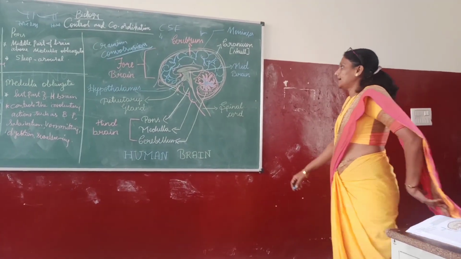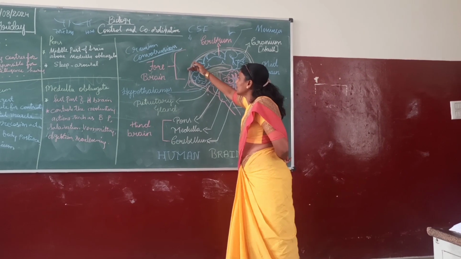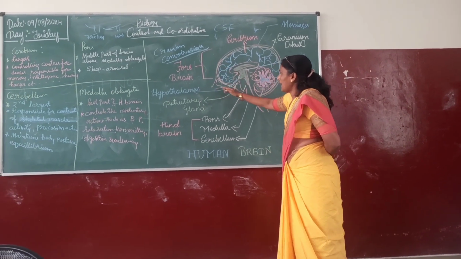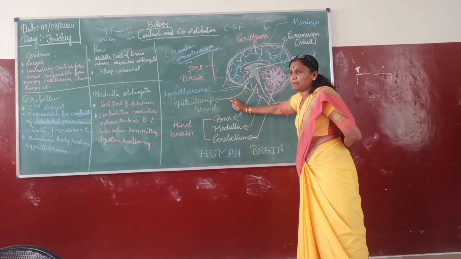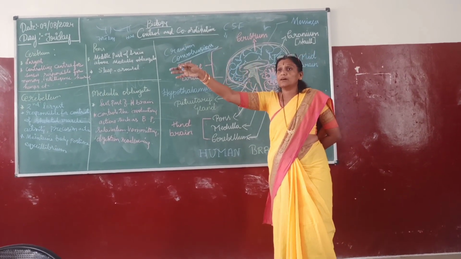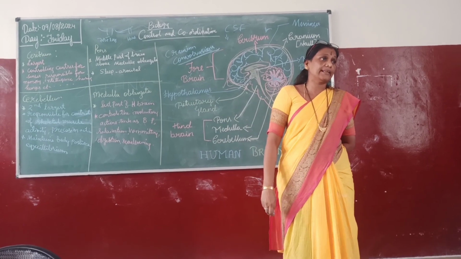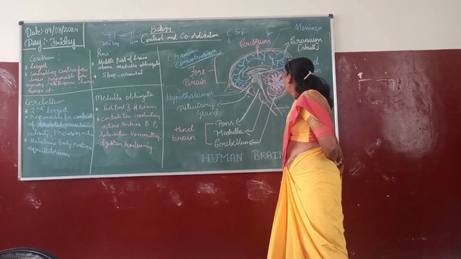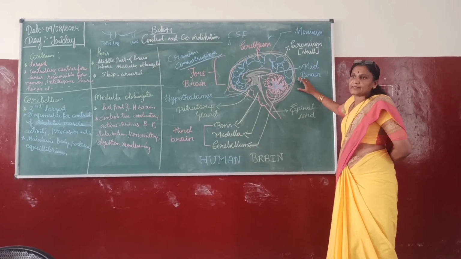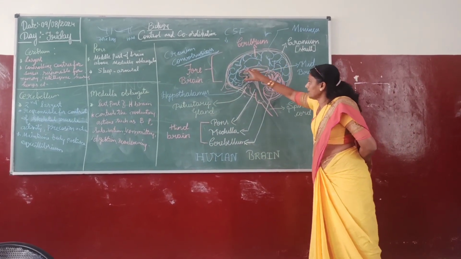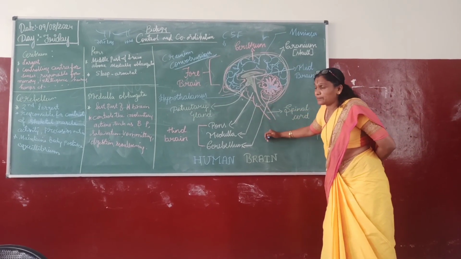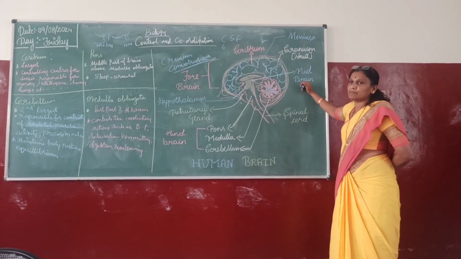Okay, this is the largest part, and next to the forebrain, children, we have the hypothalamus and also the pituitary gland. When I teach the endocrine system, I will tell you in detail about the pituitary gland. And the next one is the midbrain, children. This is the forebrain, this is the midbrain, and this is the hindbrain. What is the main function of this midbrain?